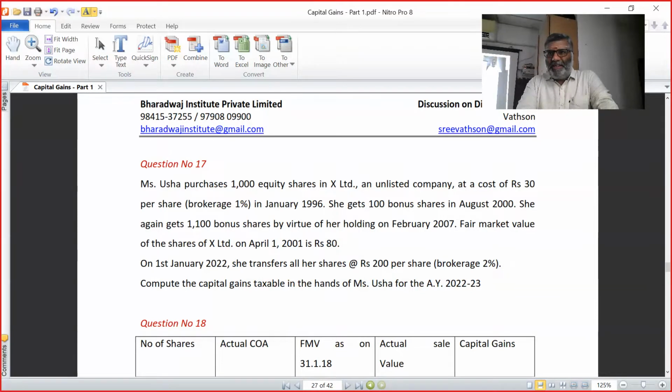Question number 17. Usha purchases 1000 equity shares in X Limited, an unlisted company, so the regular working, at a cost of 30, paying a brokerage of 1% in January. She gets 100 bonus shares in August 2000. She again gets 1100 bonus shares by virtue of her holding in Feb 2007. The fair market value of these shares as on 1/4/2001 is rupees 80. On 1st Jan 2022, she transfers all the shares for 200 per share, brokerage at that time 2%. Compute capital gains taxable in the hands of Usha.